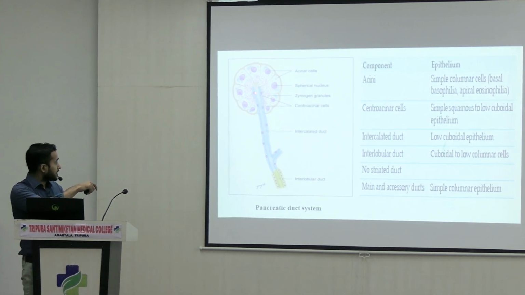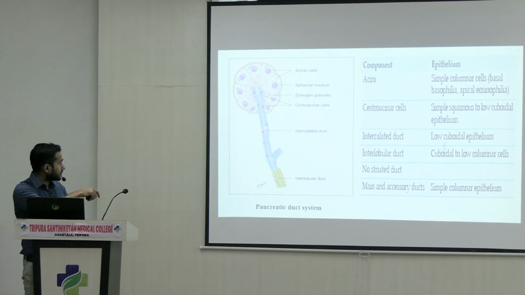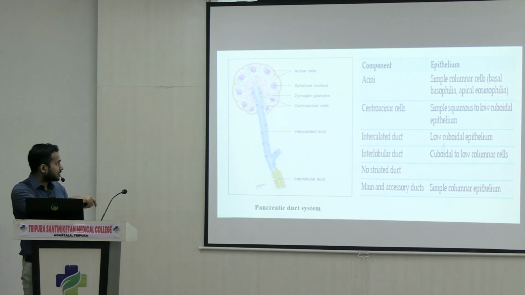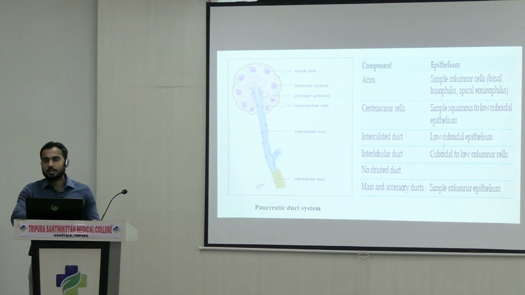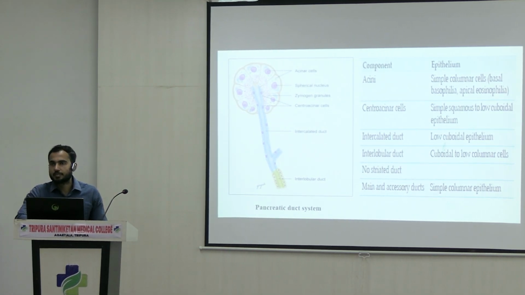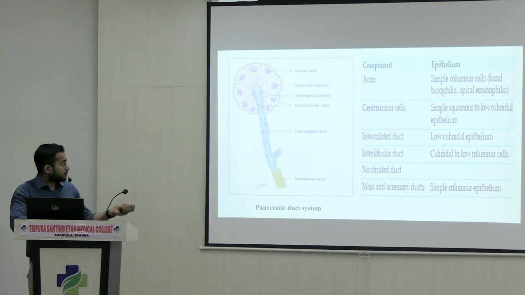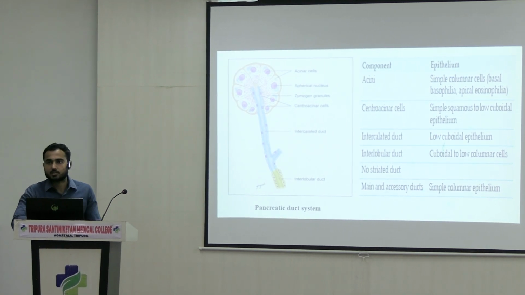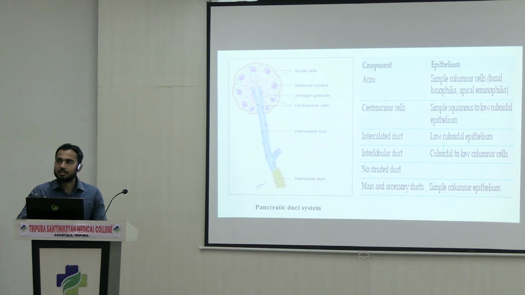Now here you can see the pattern. The intercalated duct is there, then the interlobular duct is there. After that you will be getting the main and accessory pancreatic duct. Now in this particular chart, you can see the lining epithelium which is present at the various parts of the duct. Please keep that in mind.